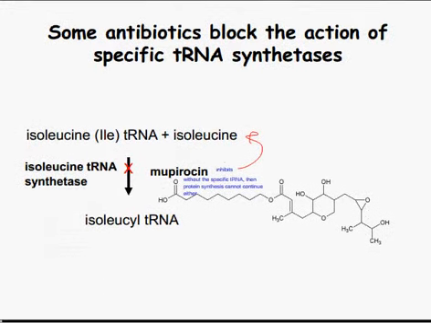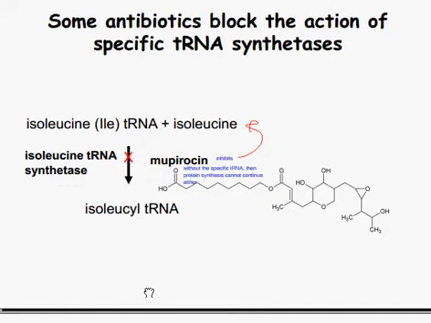Okay, and some antibiotics block the actions of specific tRNA synthetases. Isoleucine tRNA plus isoleucine. So the isoleucine tRNA synthesis is blocked by mupirocin. Without the specific tRNA, the protein synthesis cannot continue either. So it blocks the isoleucine tRNA by binding to it. Blocks your synthesis.